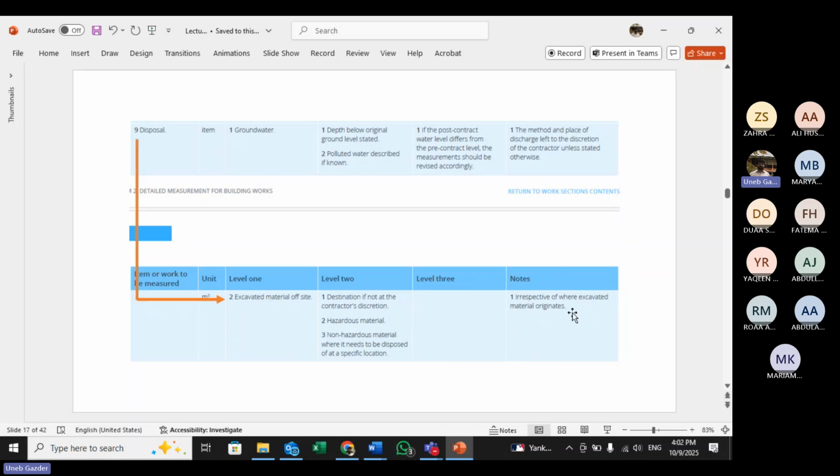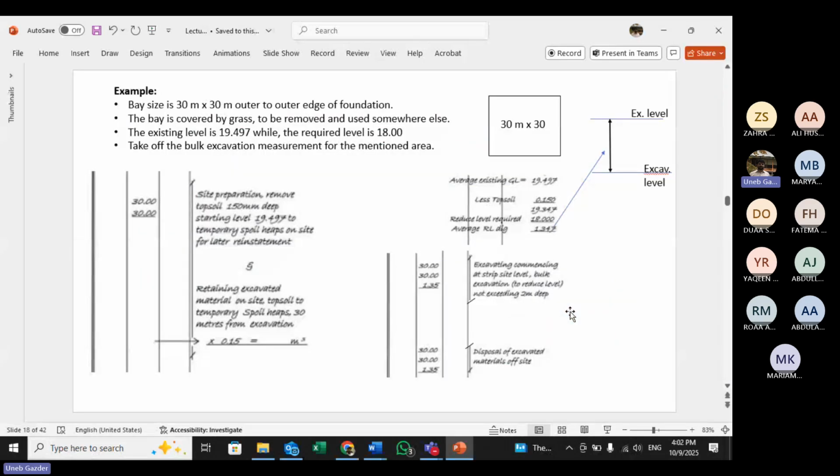Okay, and notes, as I already mentioned, we don't need to mention the source of the material coming from which type of excavation. So for example, we have a bay size, bay meaning a plot. Plot level, a plot size of 30 by 30 meters, outer to outer edge of the foundation, not the wall and not the plot. As I already mentioned, the foundation goes under the wall and it can extend beyond the plot area. So this is the total, up to the foundation.